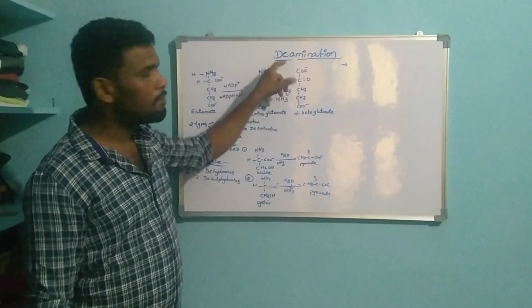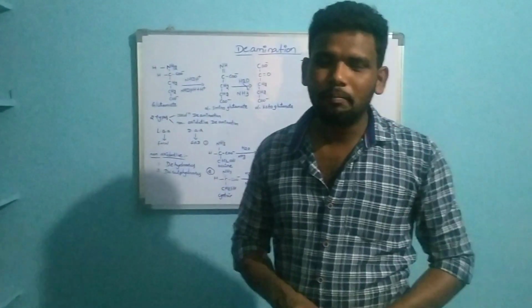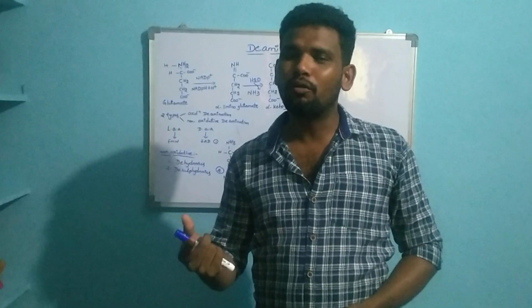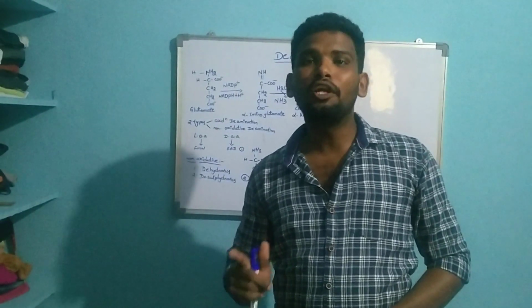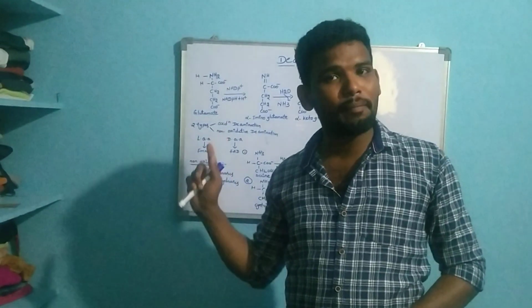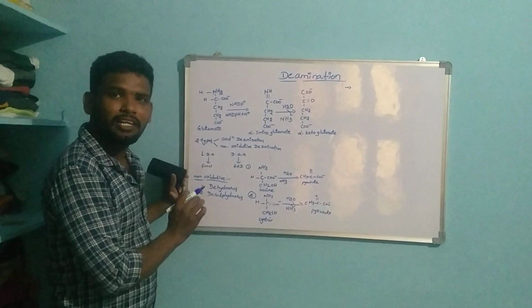Today I will discuss the deamination reaction. So let me explain what deamination is. Deamination is the removal of the amine group from the amino acid, with liberation of ammonia to form a keto acid. That is known as the deamination reaction. Let me understand what the deamination reaction is.